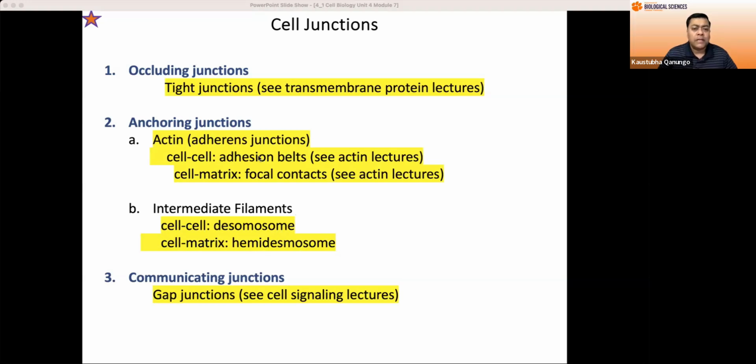You can think about it this way: these are just simple screws or nails, and these are like really plated nuts and bolts. You can think about it in a very crude way like that. These are much stronger. And then we are going to talk about the communicating junctions, which are the gap junctions. This will be a very small part, and mainly this doesn't have any structural role as such. This is only for communication, mainly electrical communication. We're going to talk about that.